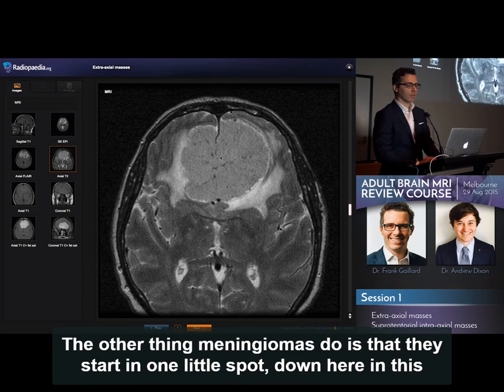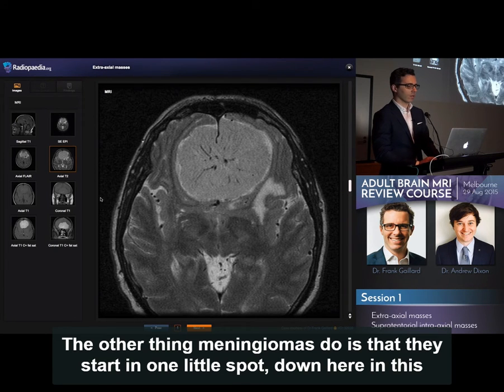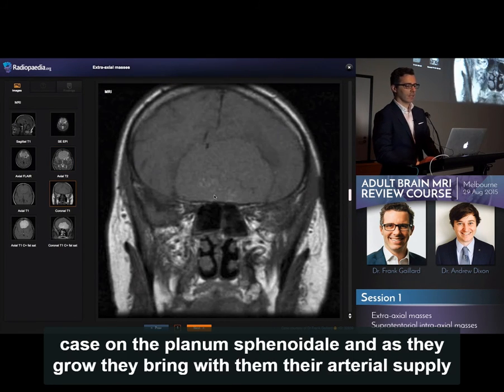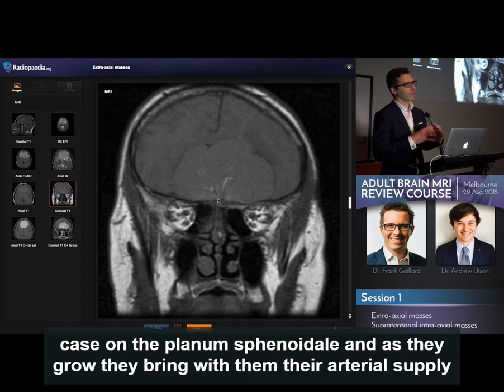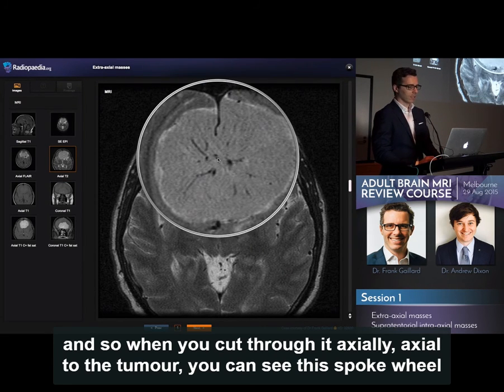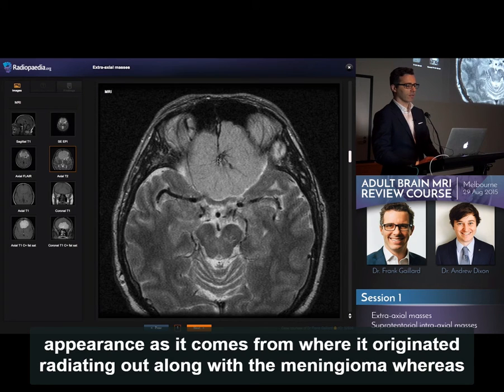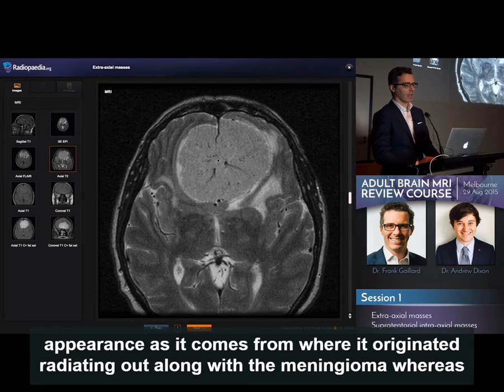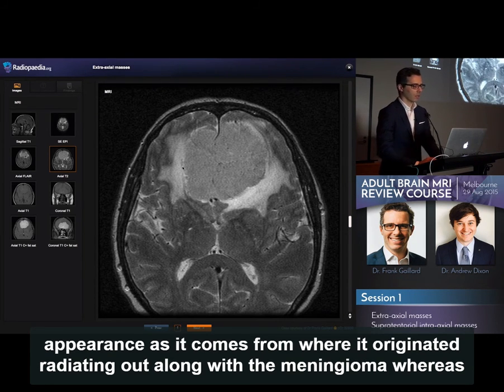The other thing meningiomas do is that they start in one little spot, down here in this case on the planum sphenoidale, and as they grow, they bring with them their arterial supply. When you cut axially through the tumour, you can see this spoke-wheel appearance, radiating out along with the meningioma from where it originated.